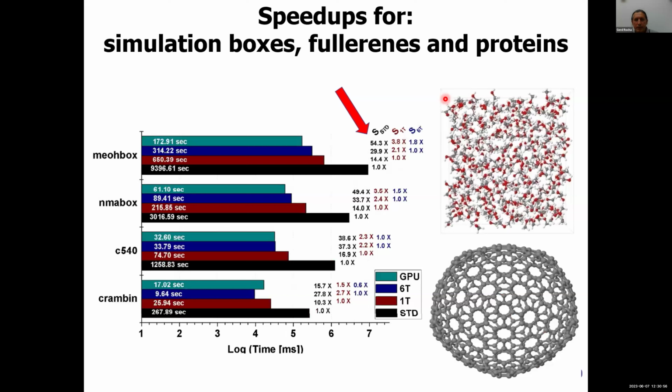For another molecular system, this is a methanol simulation box. We got 54 times faster for one SCF, a complete one SCF calculation, okay? And we tested for fullerenes and proteins, small proteins, okay?